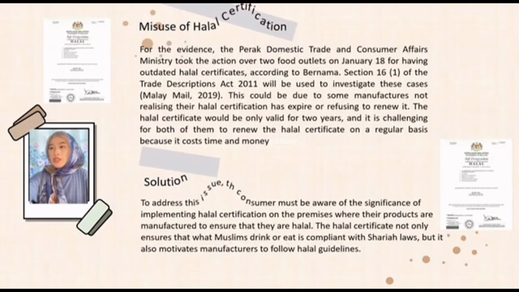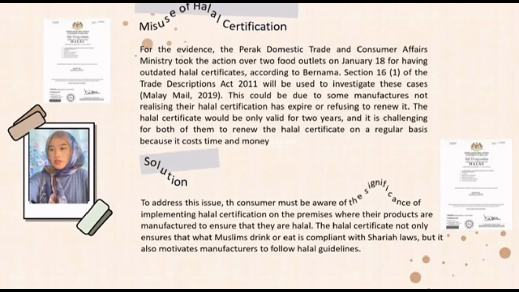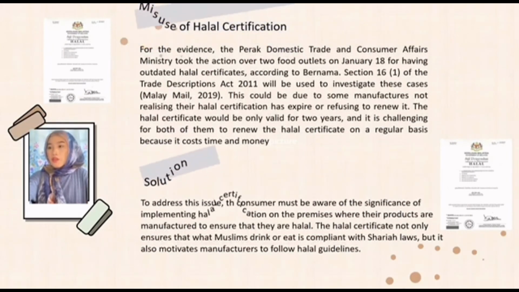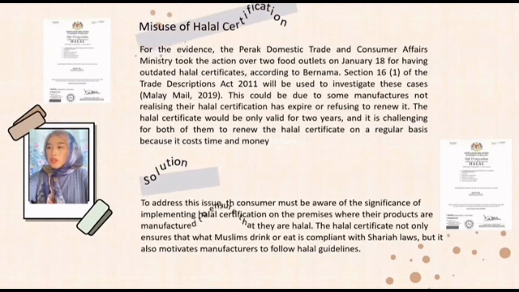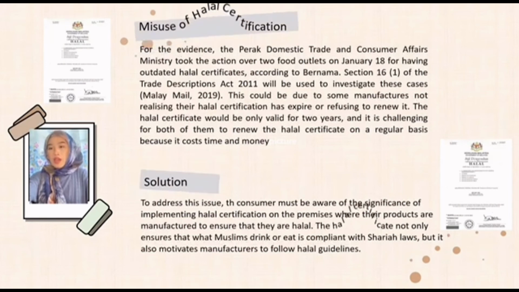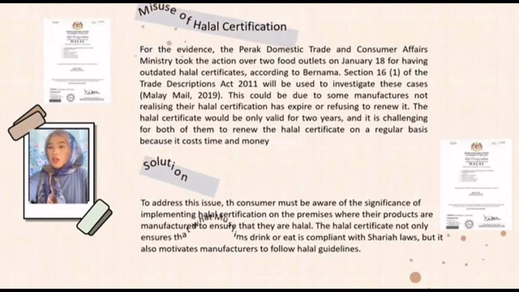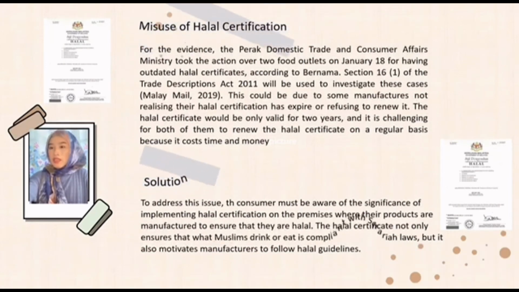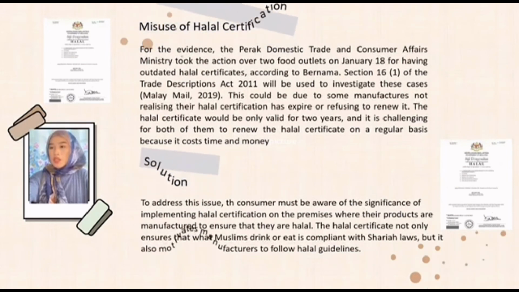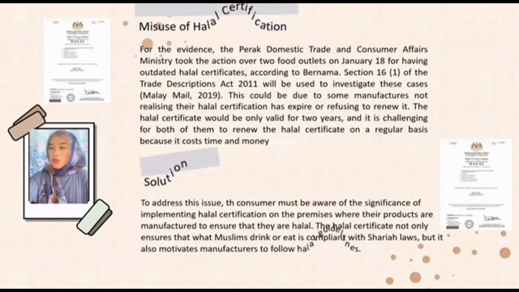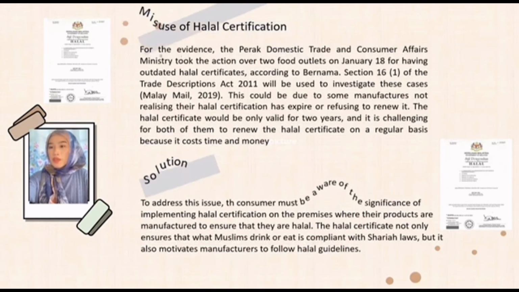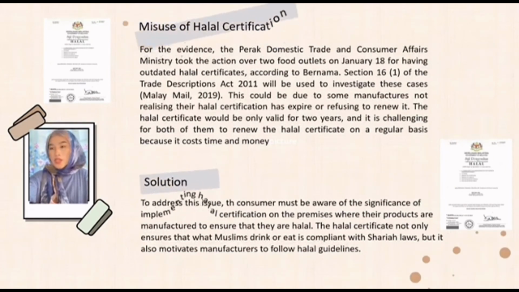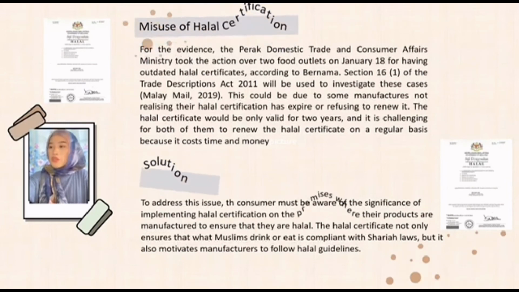The next issue is the misuse of halal certification. For evidence, the Perak Domestic Trade and Consumer Affairs Ministry took action over 2 food outlets on January 18 for having outdated halal certification, according to Bernama. Section 16 Clause 1 of the Trade Description Act 2011 will be used to investigate these cases. This could be due to some manufacturers not realizing their halal certification has expired or refusing to renew it.